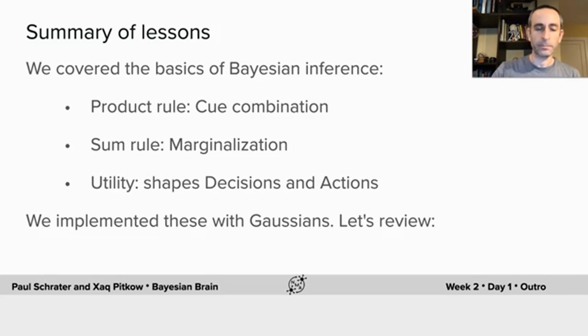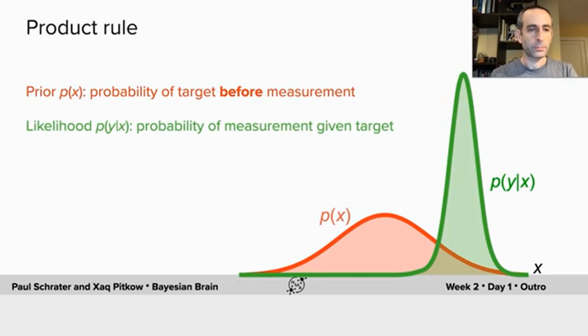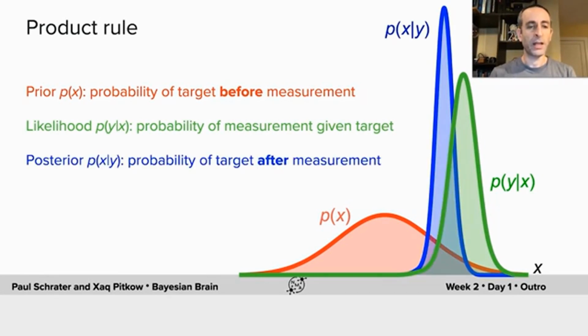So let's review. The product rule. So we had a prior, P of x, which was the probability of a target before we make any kind of measurement. And then we had a likelihood, which was the probability of the measurement given that target. We could combine these two by multiplying the probabilities to obtain a posterior, which is the probability of the target after you've made the measurement.